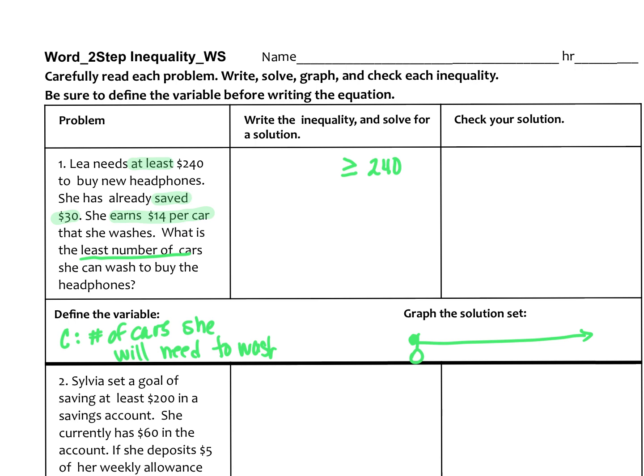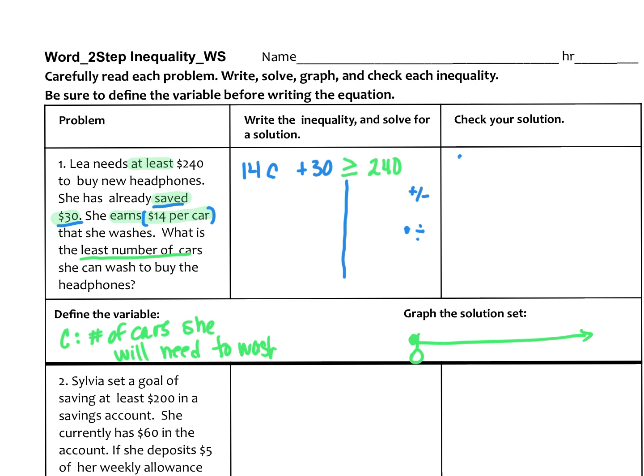So she could wash more and earn more than $240, right? Absolutely. So let's think about what this looks like. Oh, sorry, $14 per car. So she's got $14 times the number of cars she needs to wash, and she already has $30. So there I got you started. After you solve for C, remember, add or subtract first, multiply or divide second.